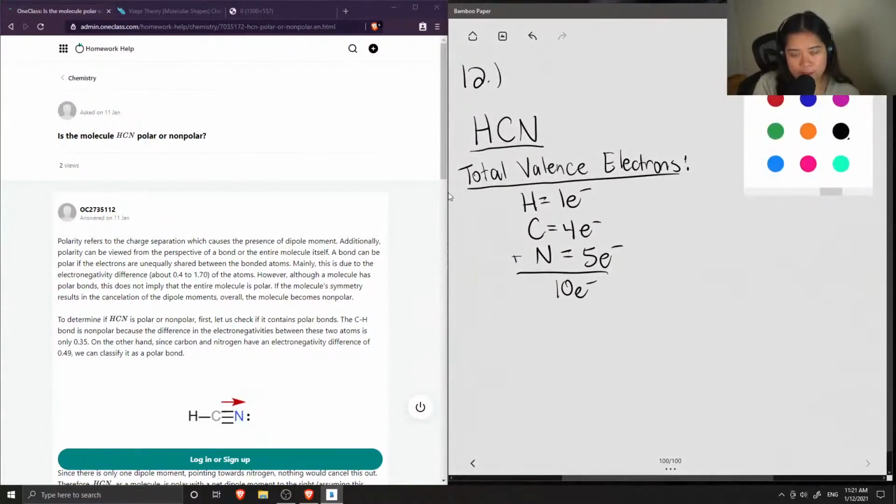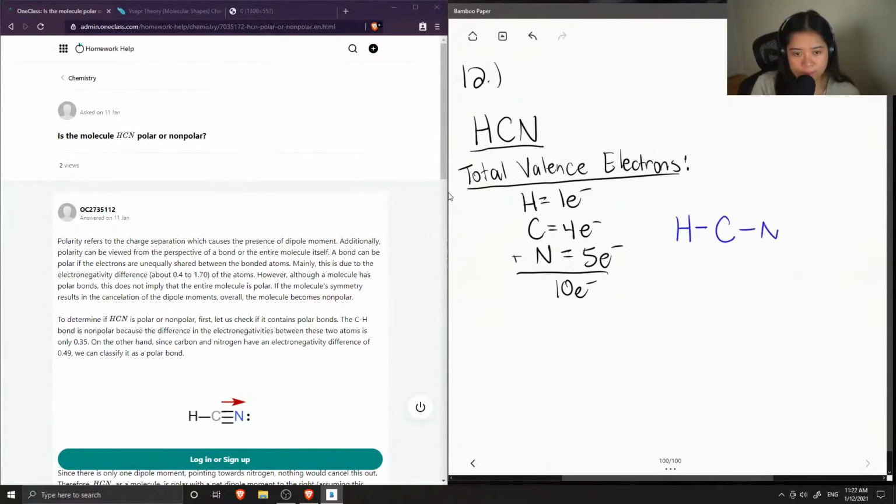And now let's try to draw a reasonable Lewis structure. So hydrogen is a terminal atom because it can only make a single bond. And carbon is less electronegative than nitrogen, so it is going to be our central atom. And for it to have a full octet, I'm just going to draw out a triple bond between the carbon and the nitrogen, with the nitrogen having an extra lone pair.